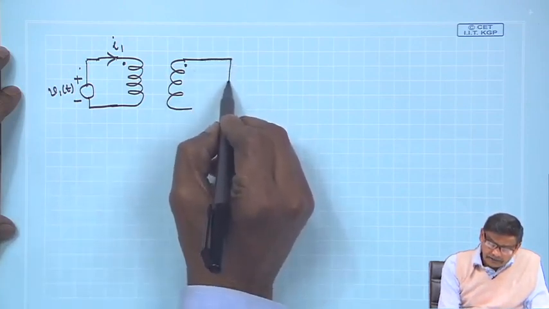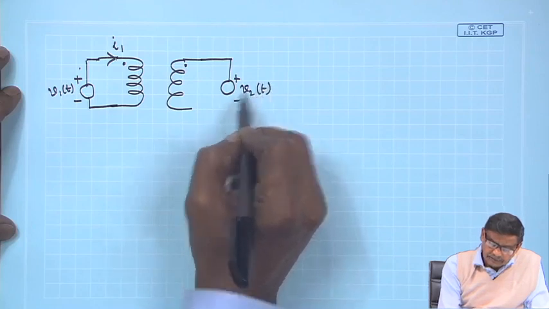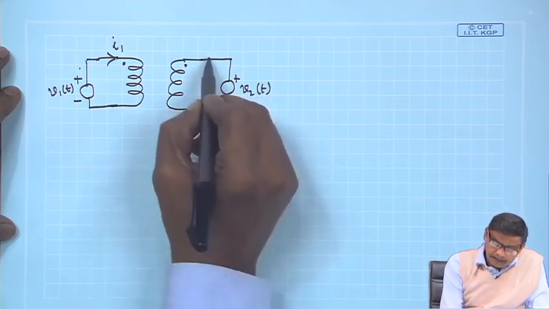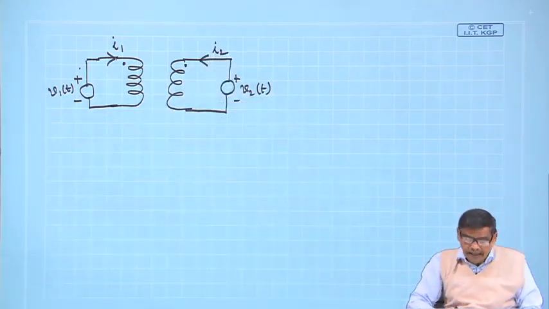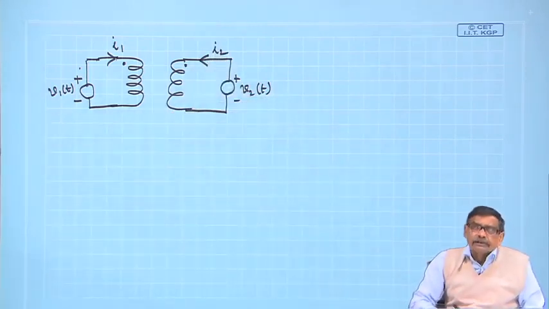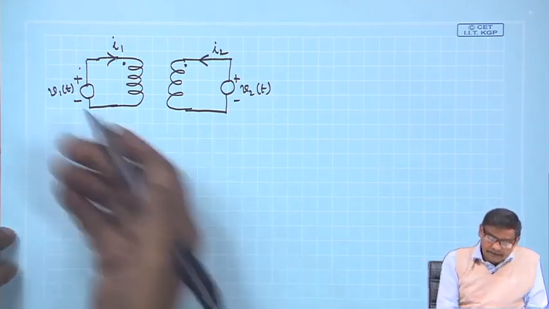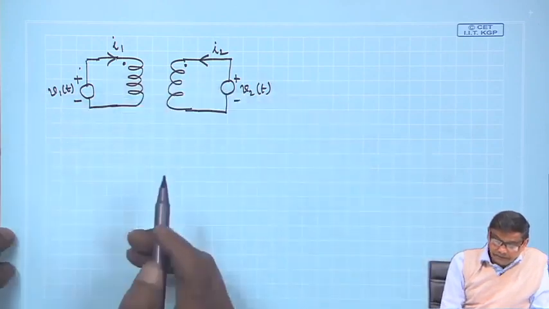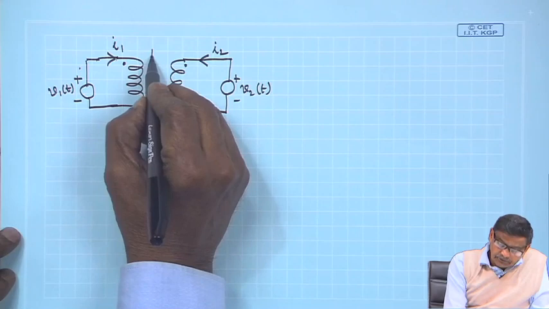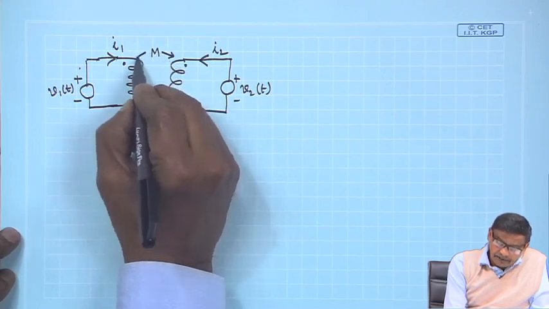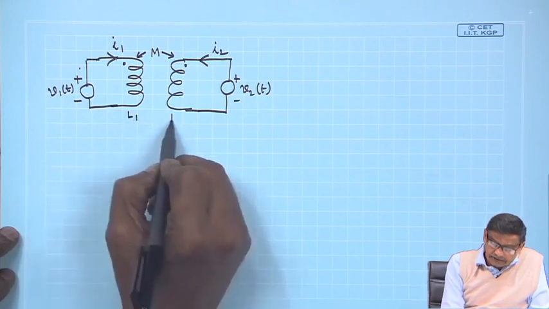Similarly, you imagine you have connected another source V 2 here, and its current direction is like this. You can choose the current direction in whichever direction you please, but I have just assumed it like that, I 2. Now, you see in this system, these two coils are mutually coupled, having mutual inductance M and self inductances L 1, L 2.